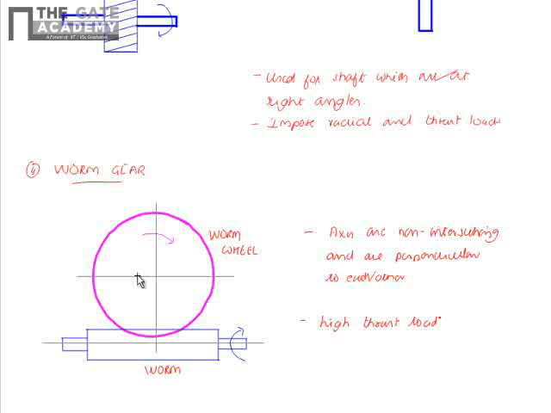They are mainly used in applications where we need a high speed reduction ratio, and generally the speed reduction ratio offered by the worm gear will be like 60:1 to 100:1. This kind of a reduction in velocity ratio can be achieved by using a worm gear. And so that is a basic classification of these gears.